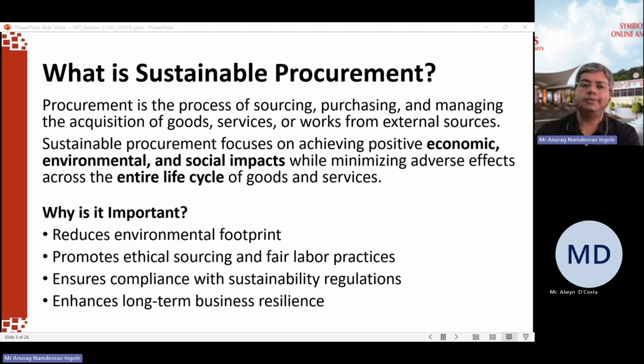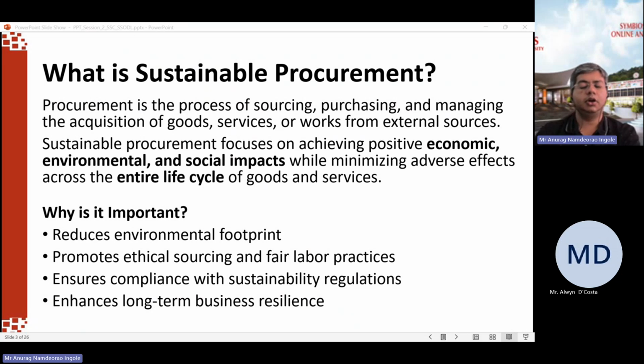But before that, why is sustainable procurement important? Because like sustainable supply chains, sustainable procurement is the starting point for our activity towards sustainability. So it reduces environmental footprint, like the reduction of carbon emissions, net zero, etc. Reduction of any air pollutants, reduction of soil pollutants, etc. Sustainable procurement promotes ethical sourcing and fair labor practices.